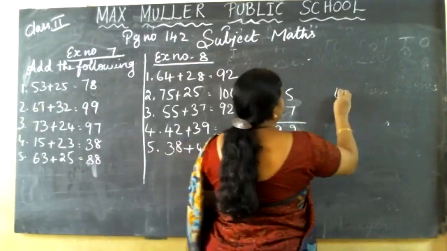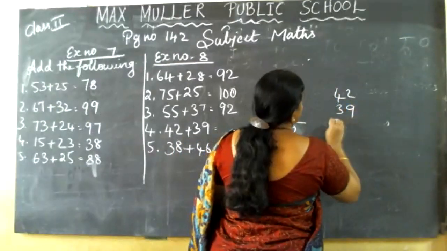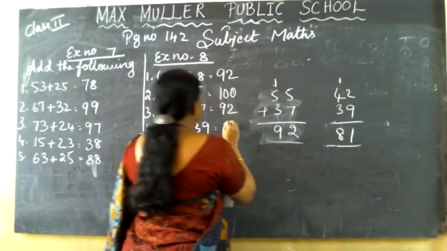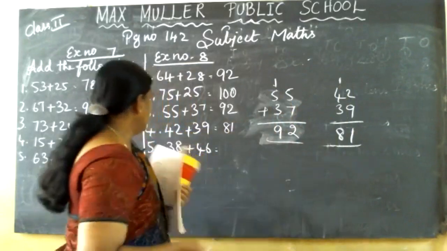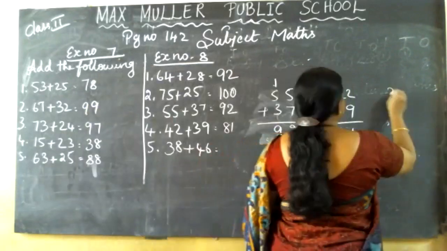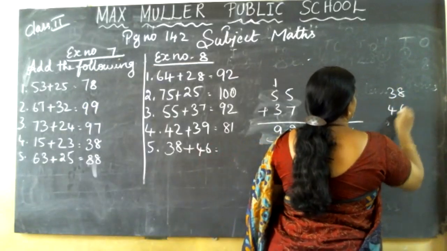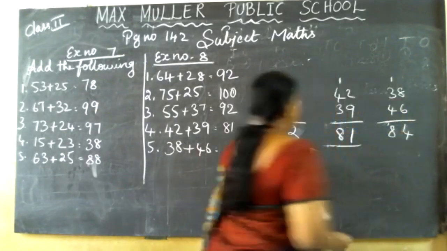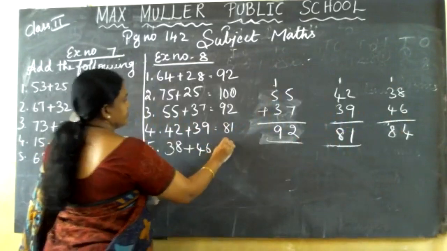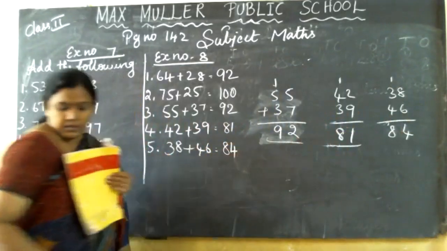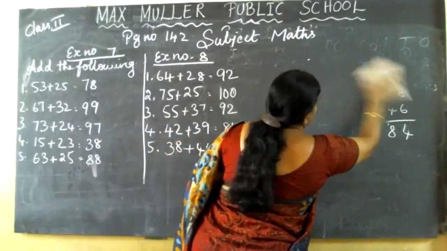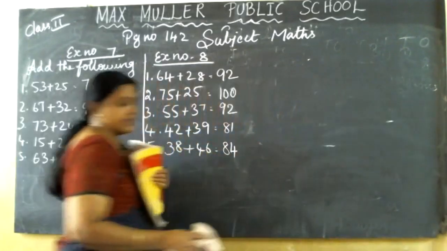42 plus 39, that is 11, then 5, 6, 7, gives 81. 38 plus 46, that is 14, then 8, gives 84. Like that, you can do it. Any method you can use, children, but write neatly and answer properly.